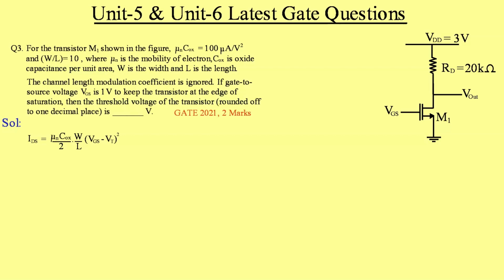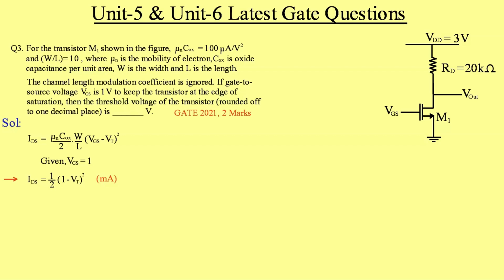Therefore, we can apply this formula. We are provided that gate to source voltage is 1 volt. Therefore, after putting the value of gate to source voltage and other parameters in the equation of drain to source current, we will get this equation. But here also, we have to keep in mind that the drain to source current which we have found in this equation is actually in milliampere.